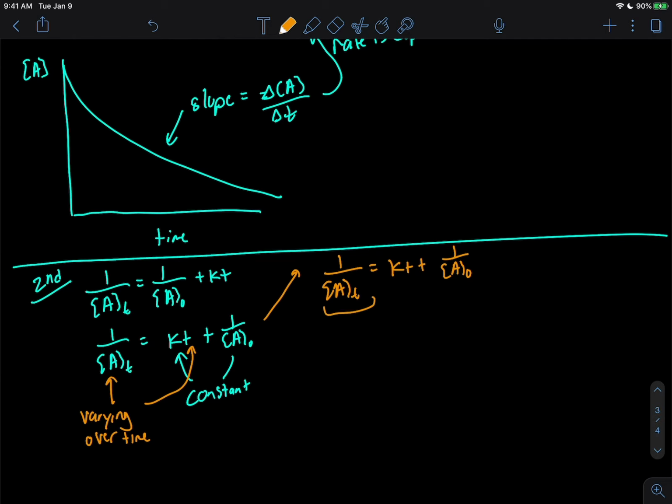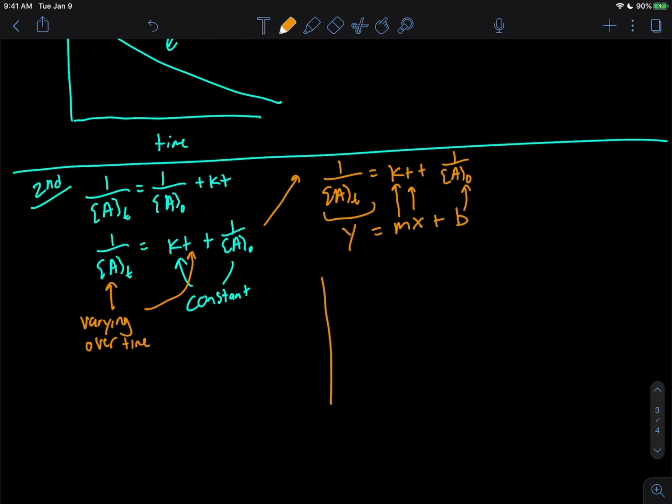So if we make our y 1 over the concentration, and we make our x t, that's going to make our slope equal to our k value and our y-intercept equal to the inverse of our original concentration. So now if we plot this with 1 over our concentration and time, what we'll notice is that our slope actually flips here.